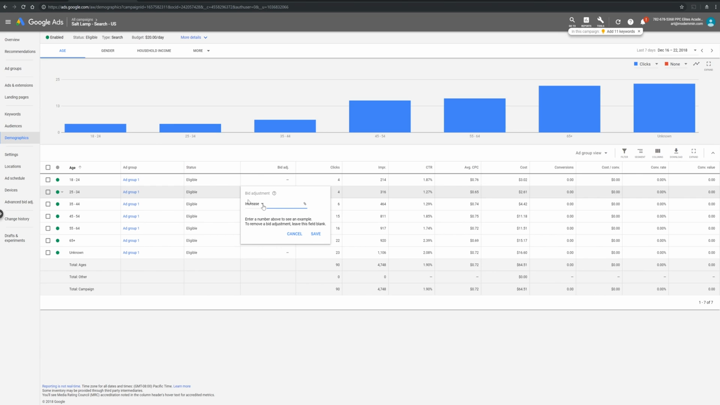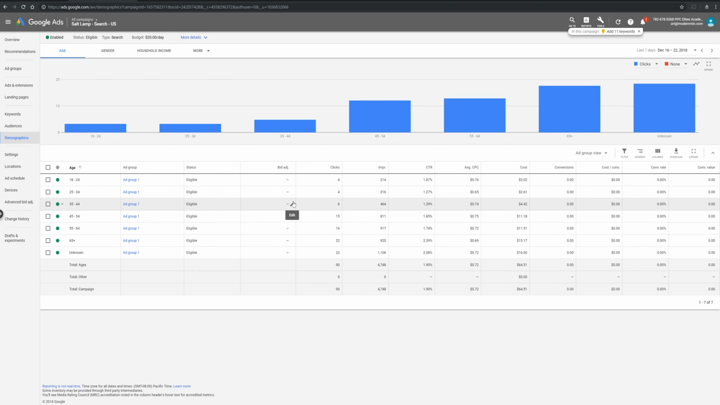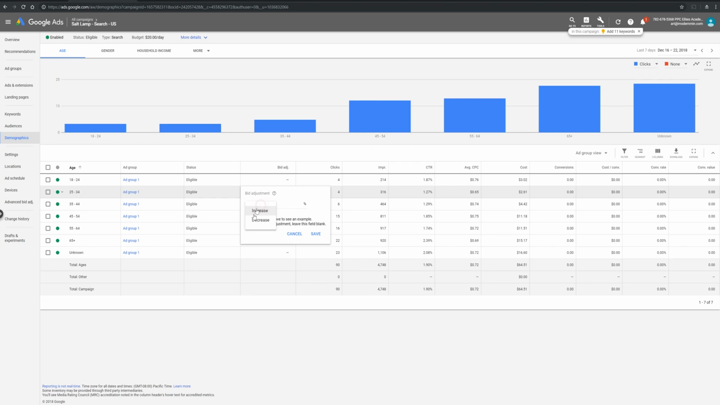So what we do is we go ahead and under the column bid adjustment, you go ahead and click on this little pencil, all right? And from here, what we want to do is switch this to decrease. And normally I would recommend, if it's getting clicks and, say for example, if this was a 0.5 click-through rate, then I really wouldn't even want to focus any of my budget on it, but I wouldn't want to turn it off yet. So I would probably do like a 50% decrease.